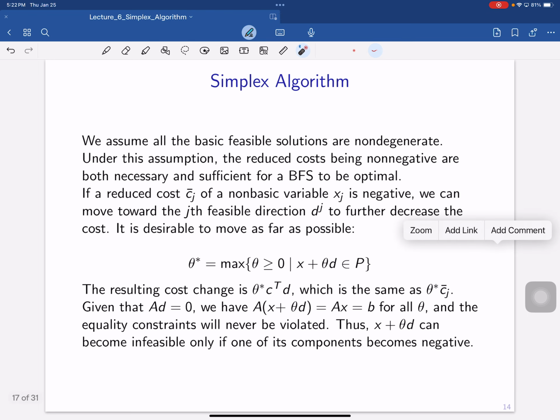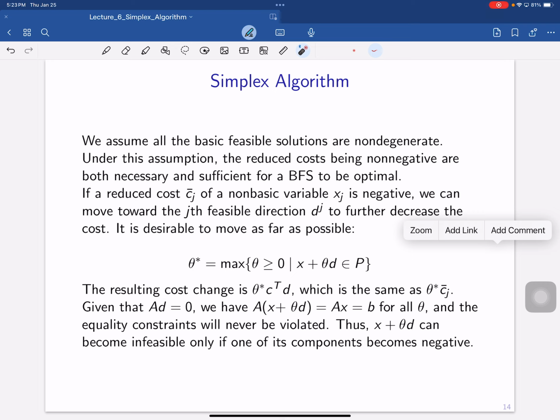Maybe someone should ask a question. Yes. So do you have to search along every basic direction for every basic feasible solution?